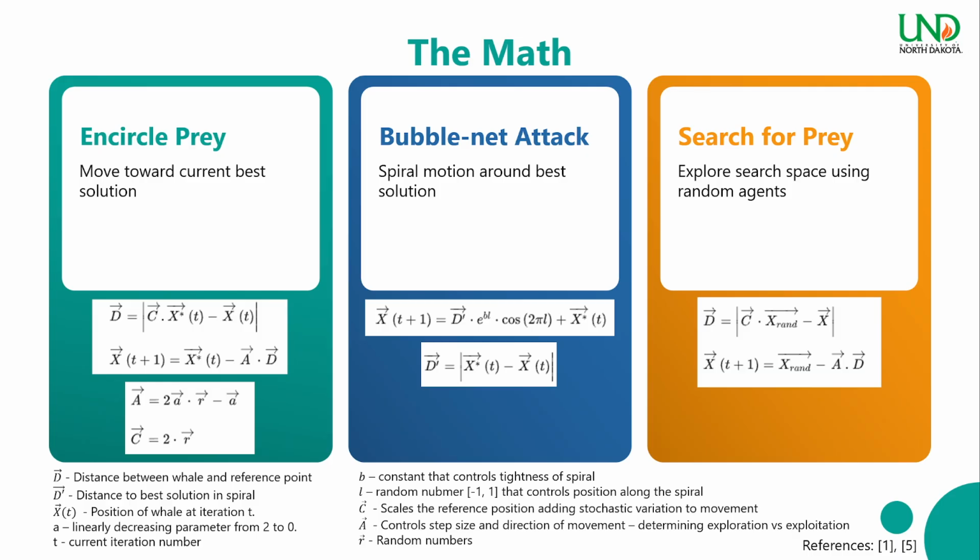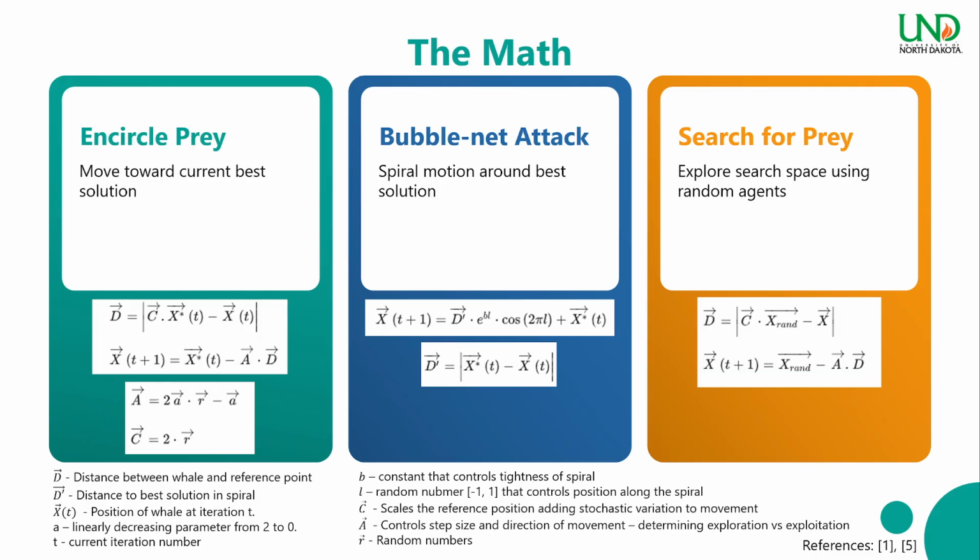The coefficient vectors A and C control how that distance is used. Vector C scales the reference position, while vector A determines both the direction and magnitude of movement. The key detail here is that vector A depends on the parameter a, which decreases over time from 2 to 0.